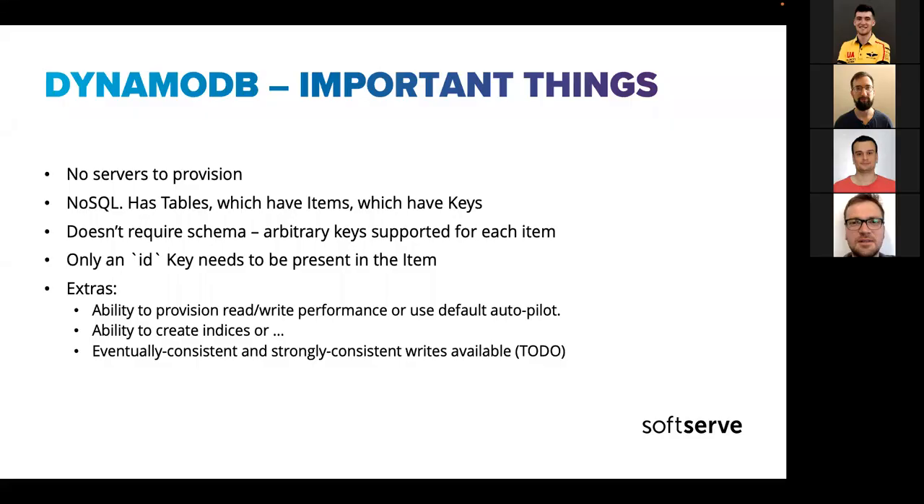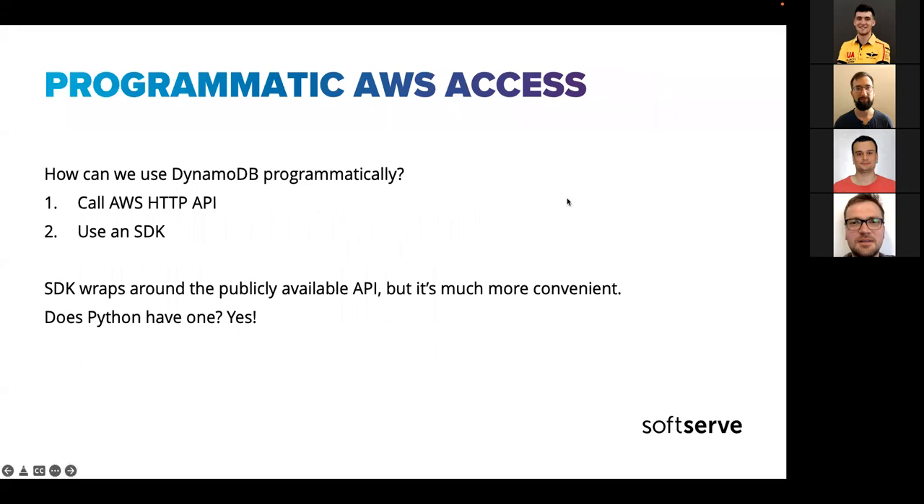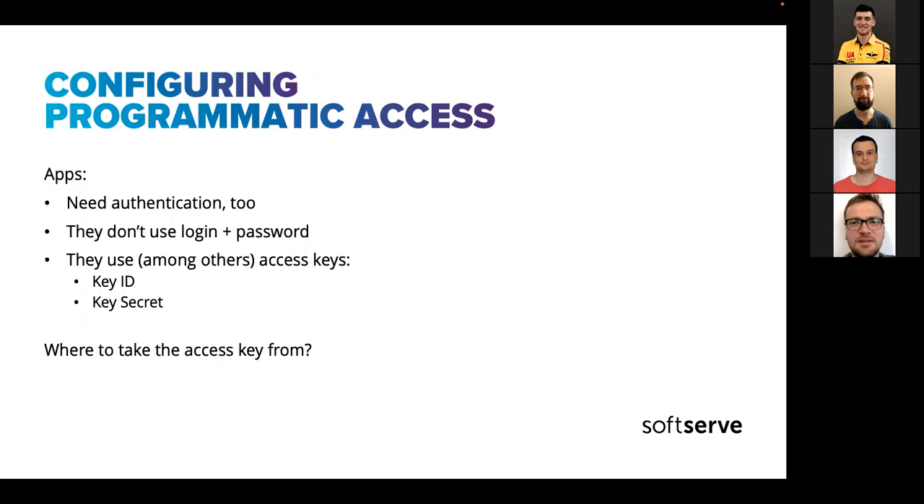What we will do now is that we will try to use DynamoDB, or more generally, AWS programmatically. We will try to write a Python application that will access our table that we have just created. So how can we access DynamoDB programmatically? We can call AWS HTTP APIs, or we can use an SDK. An SDK is a library that basically wraps around the APIs, but it's much more convenient in many cases. And Python does have one, and it's very popular. It's named Boto3.